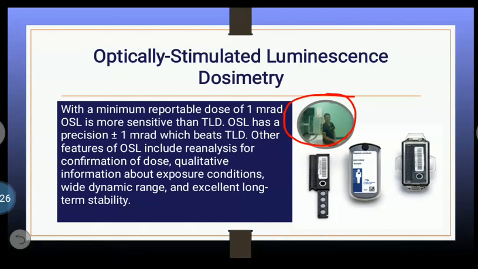Sige. I know may question kayo. So, with a minimum reportable dose of 1 millirad, OSL is more sensitive than TLD. Kasi nga, sabi natin kanina, per 10, di ba? 10. So, reportable dose ng OSL is 1 millirad. So, more sensitive siya than TLD. OSL has a precision of plus or minus 1 millirad, which beats the TLD.